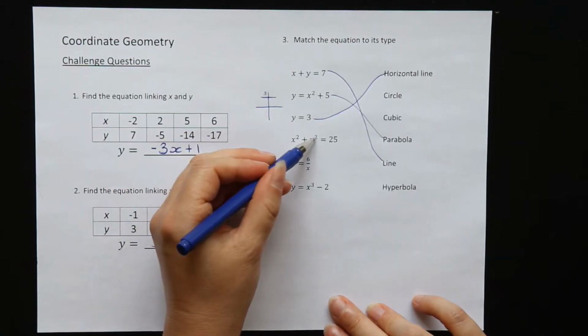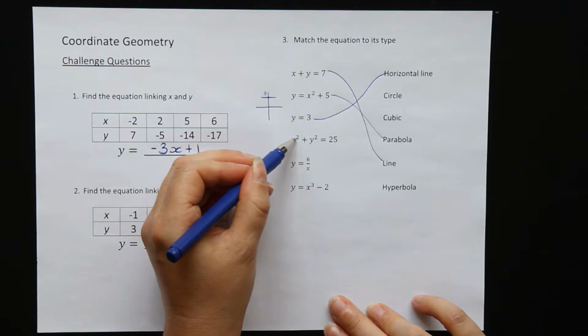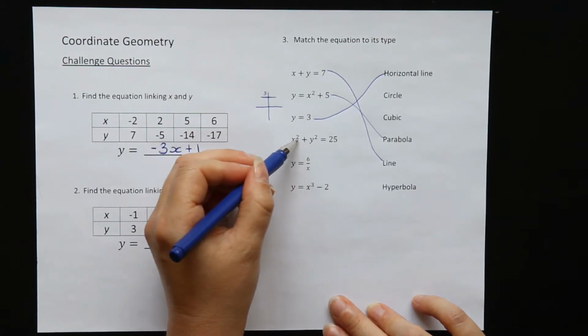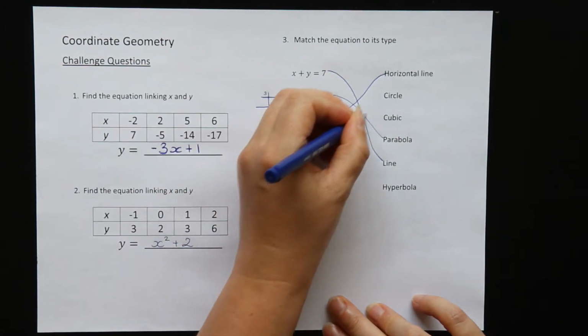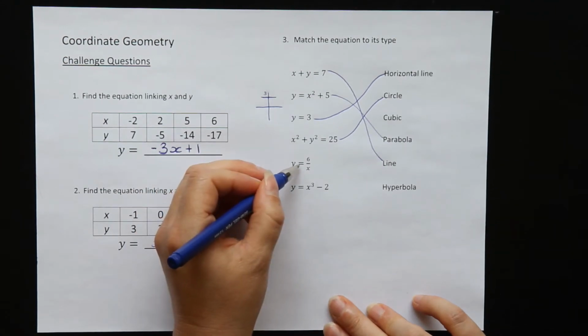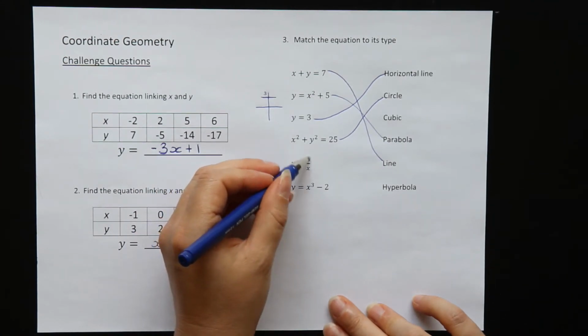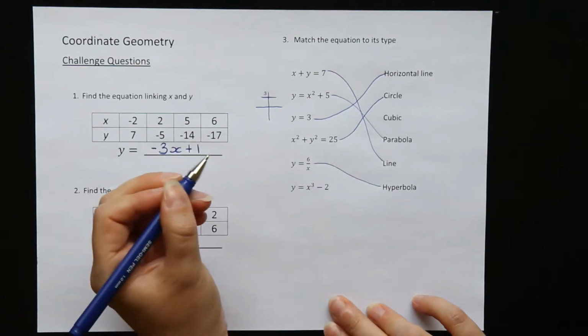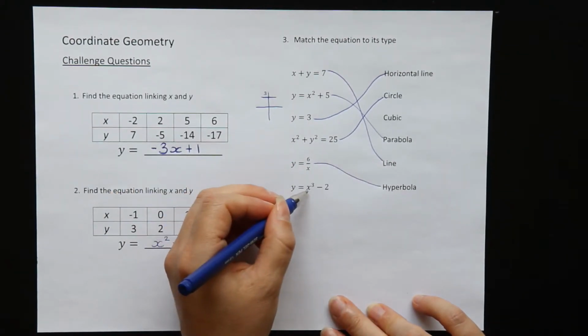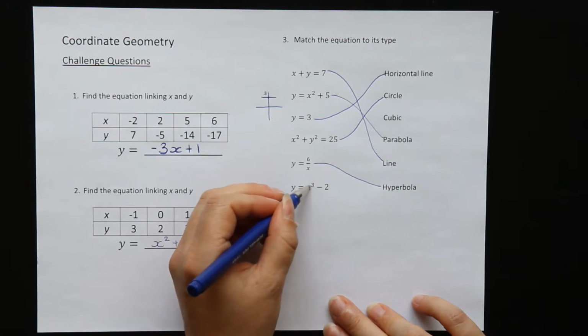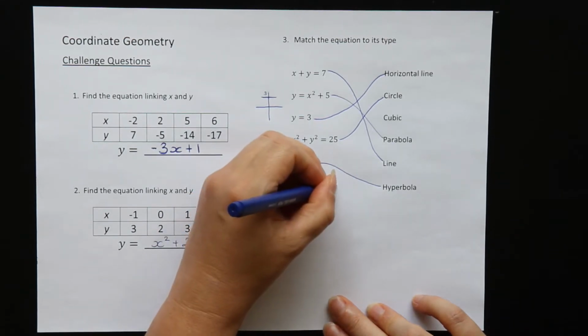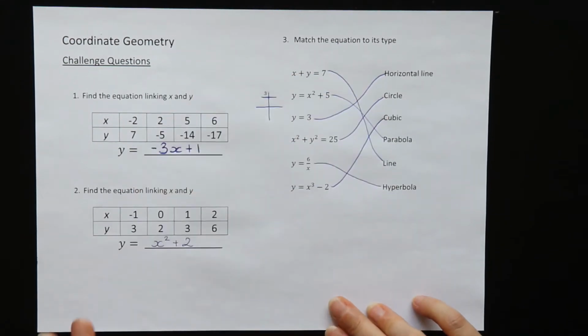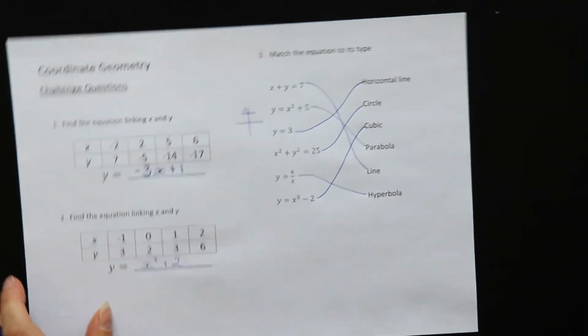x squared plus y squared equals 25. As soon as x and y are both squared, that means it's a circle. y equals 6 over x. The fraction with the x on the bottom means we have a hyperbola. And y equals x cubed minus 2. Power of 3 means that we have a cubic.